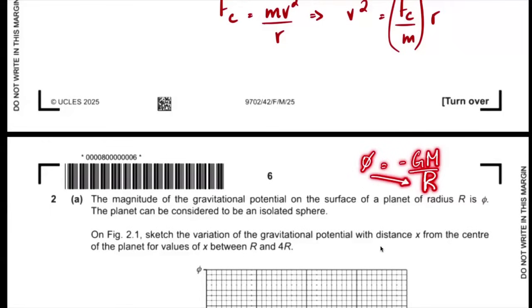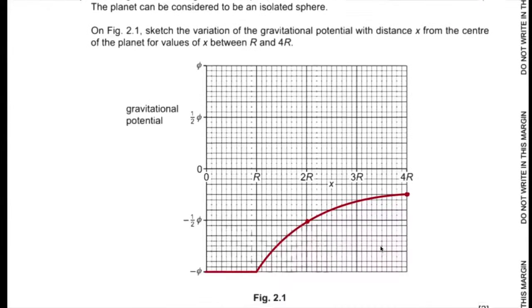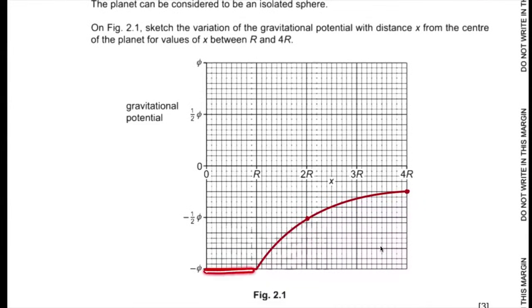So phi is basically inversely proportional to r. And inside this sphere, because there's no work done, phi is constant, right? So this is the idea. So phi would be constant inside at negative phi, and then it follows the inverse pattern. So if at a separation of r the gravitational potential is phi, when the separation doubles, the phi value halves.